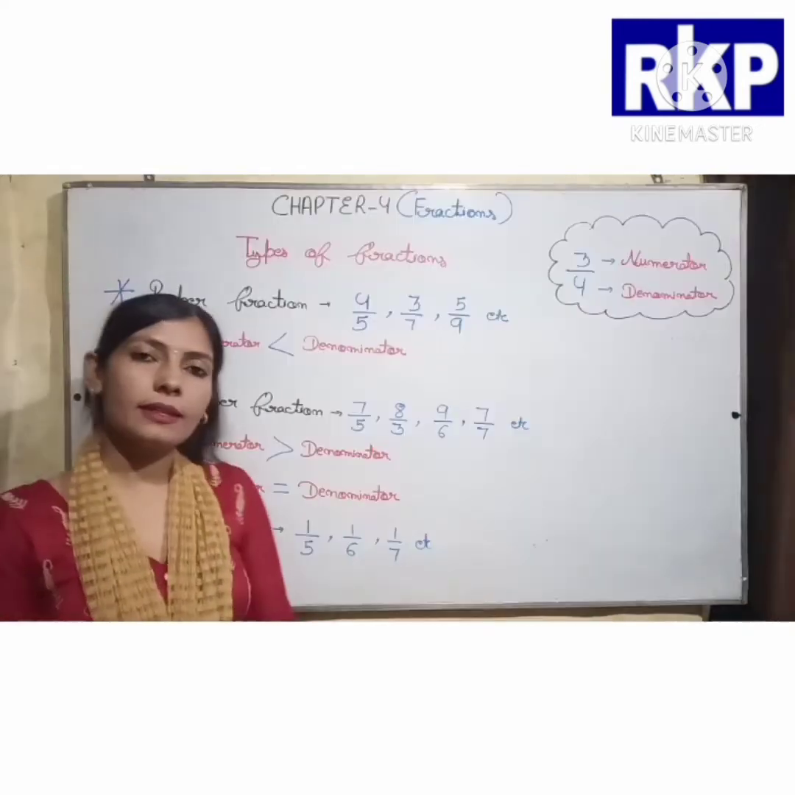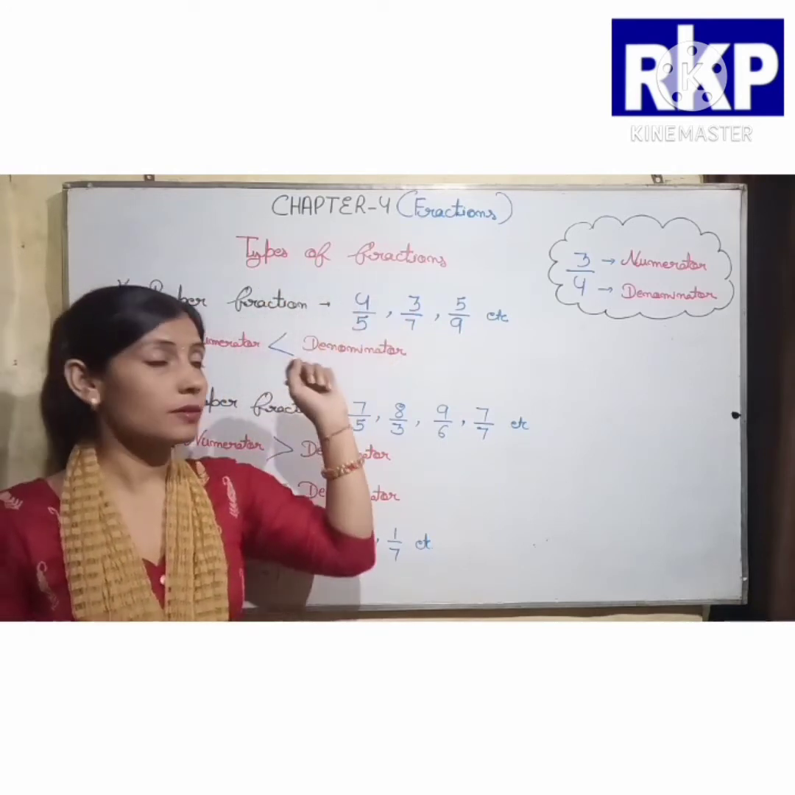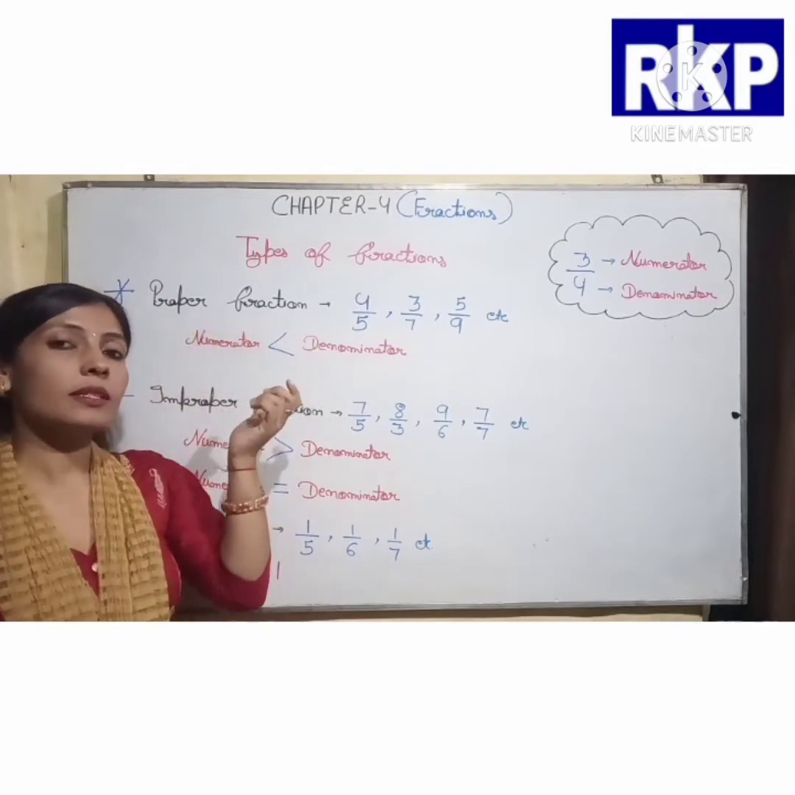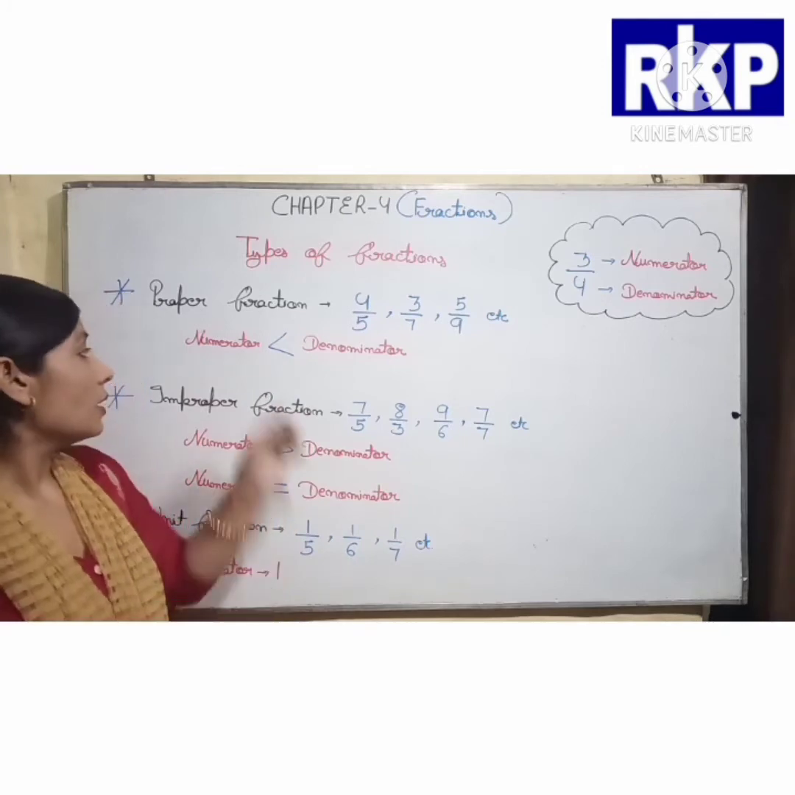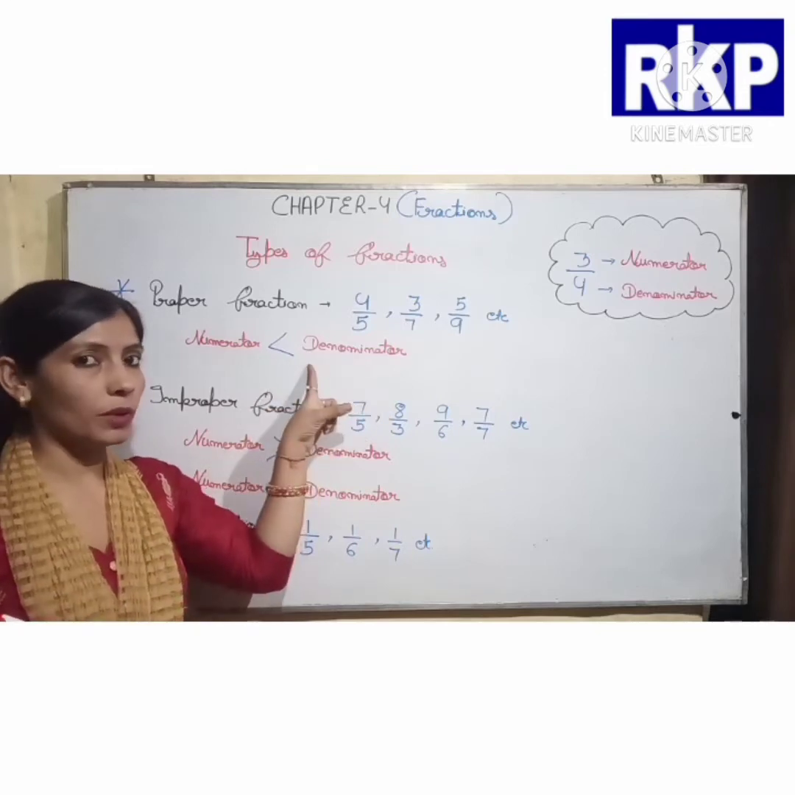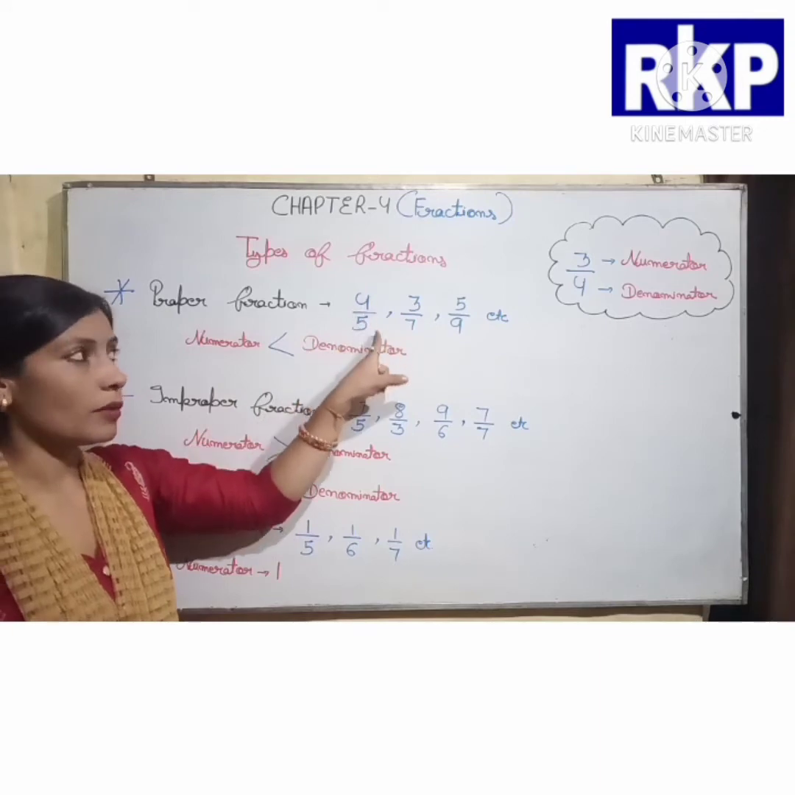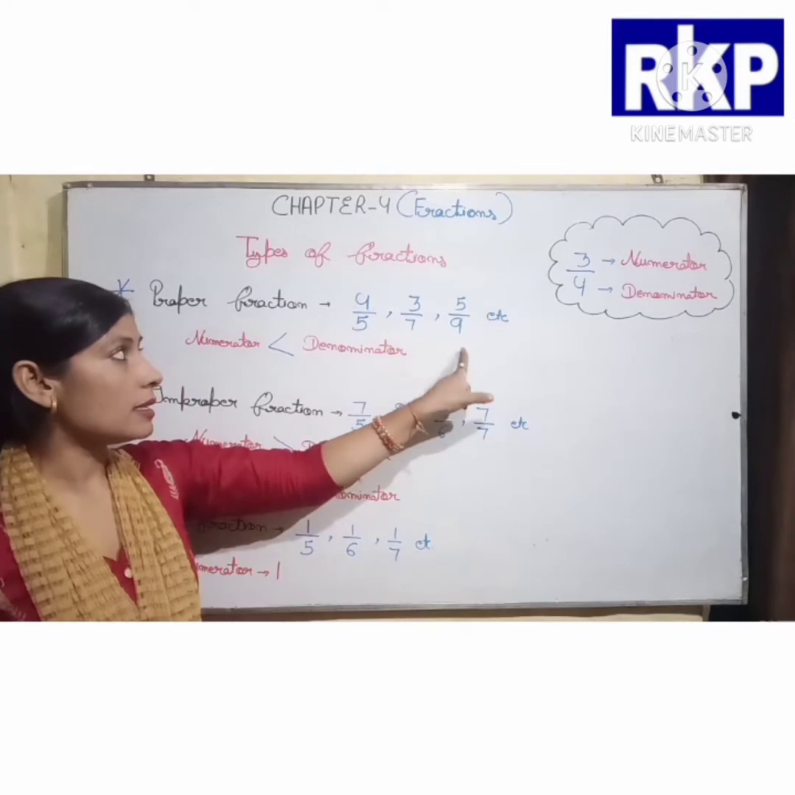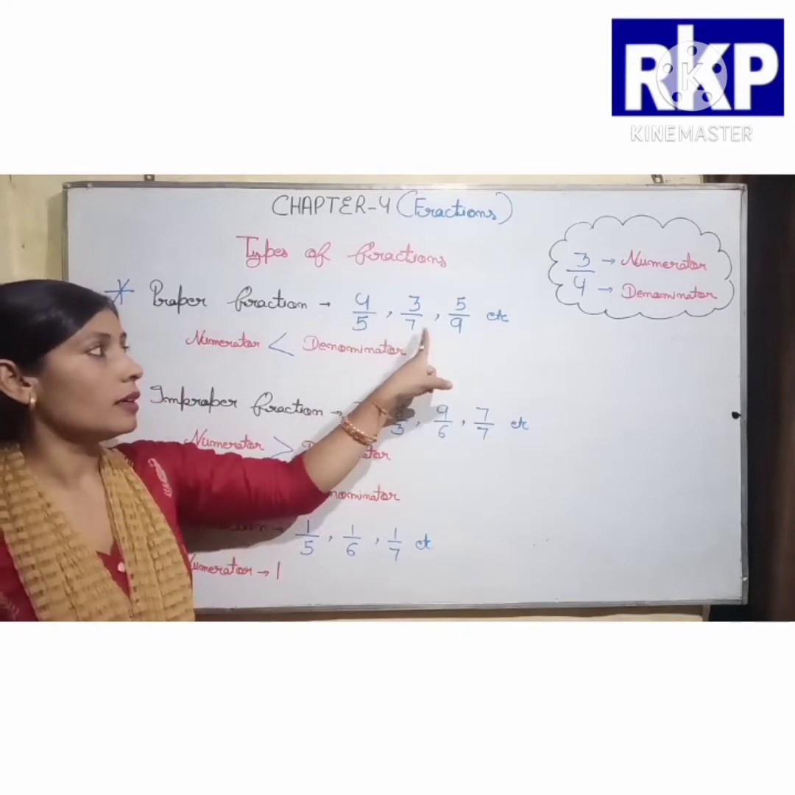Now students, let us revise our next topic, and that is types of fractions. First is proper fraction. Students, what is the definition of proper fraction? A fraction in which numerator is smaller than denominator is called proper fraction. For example, 4 by 5, 3 by 7, 5 by 9, etc. Here you can see numerator is smaller than denominator.